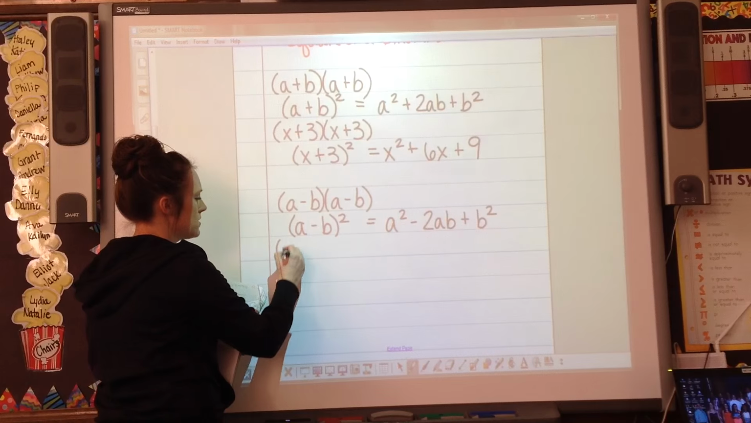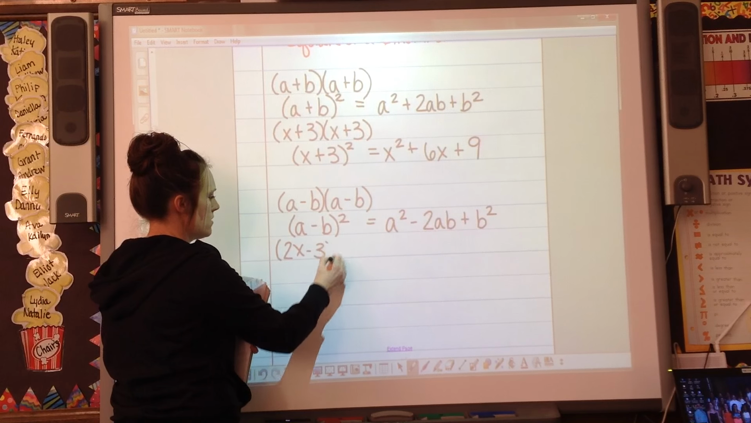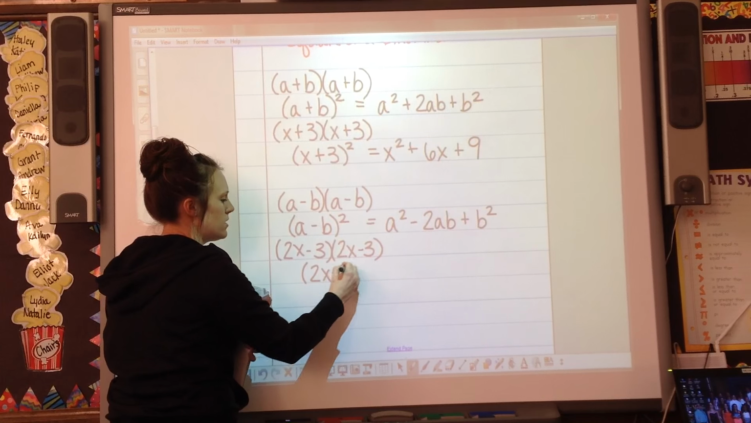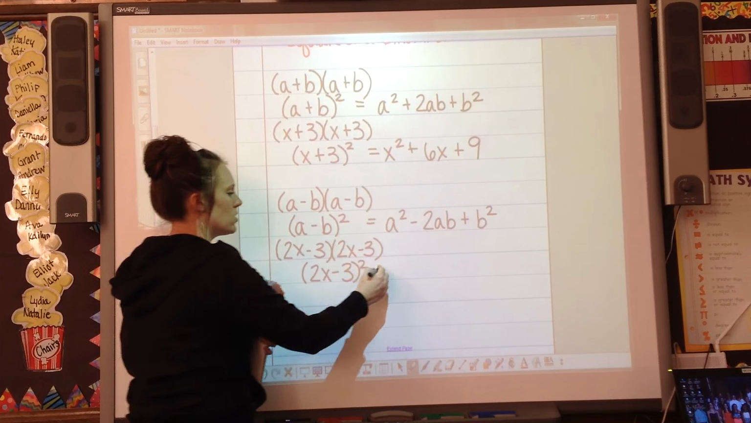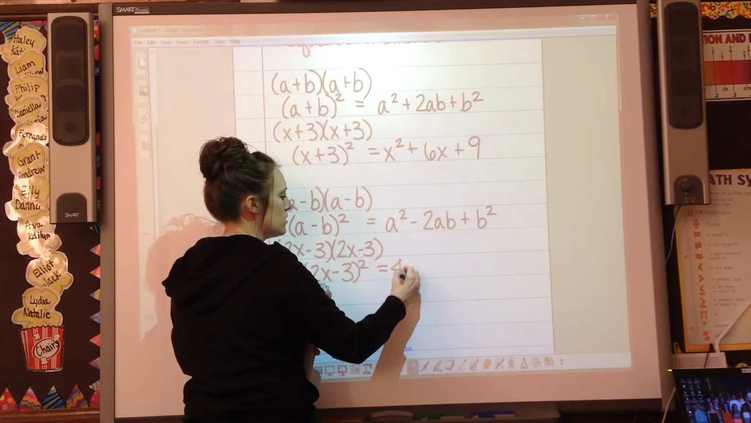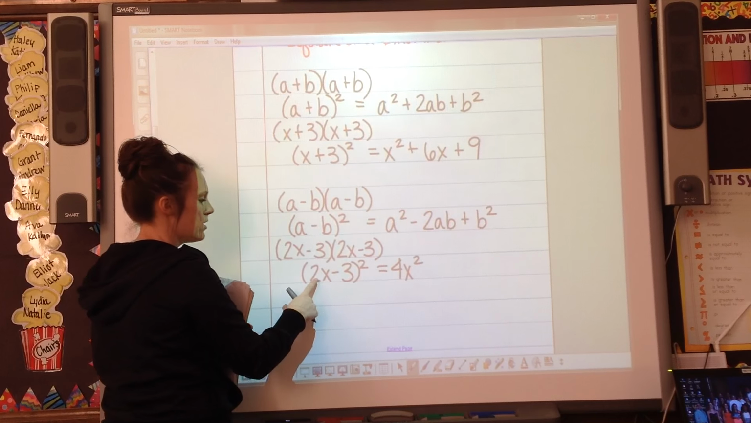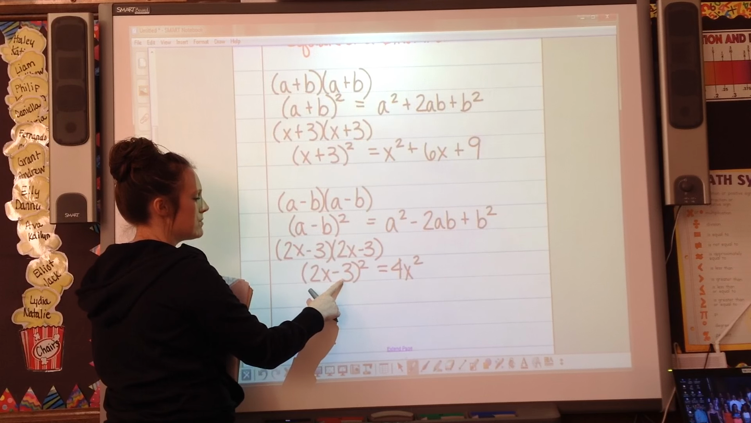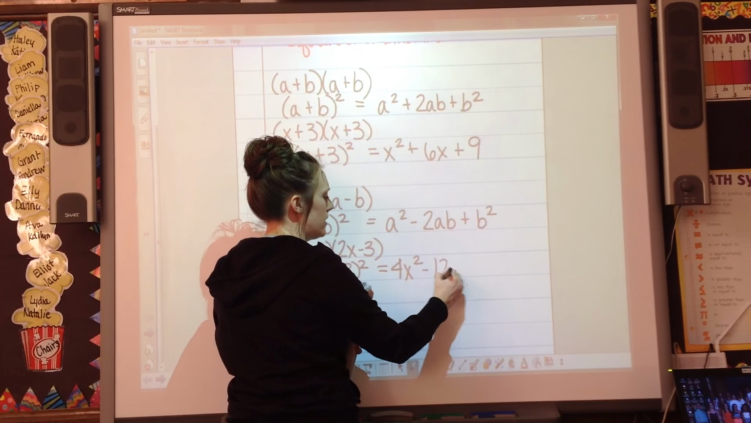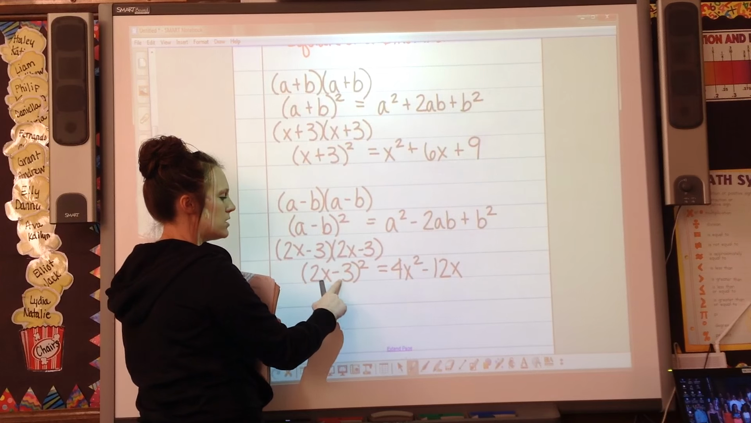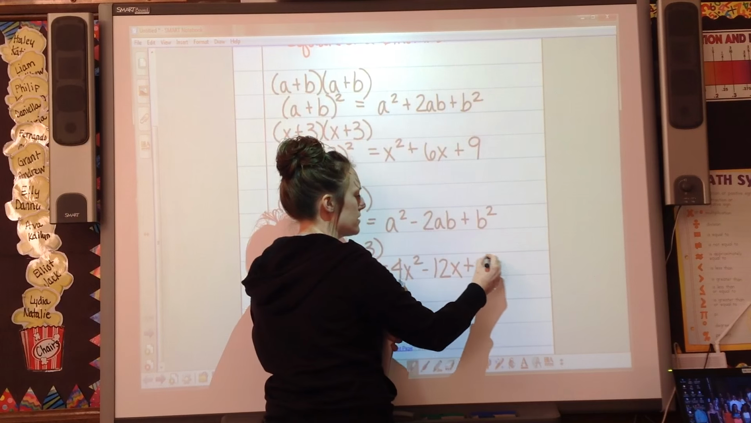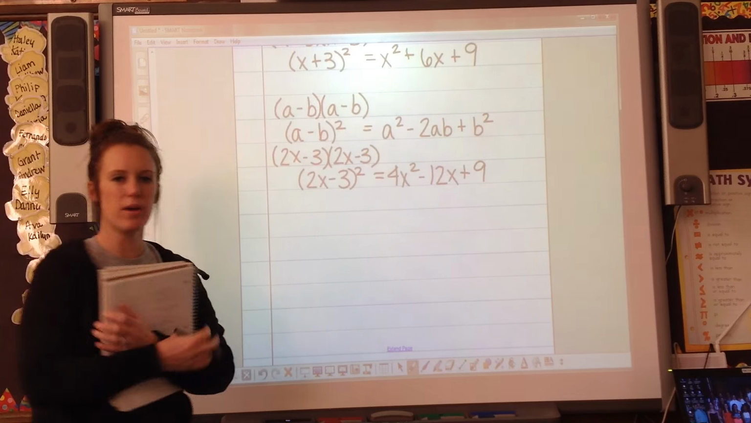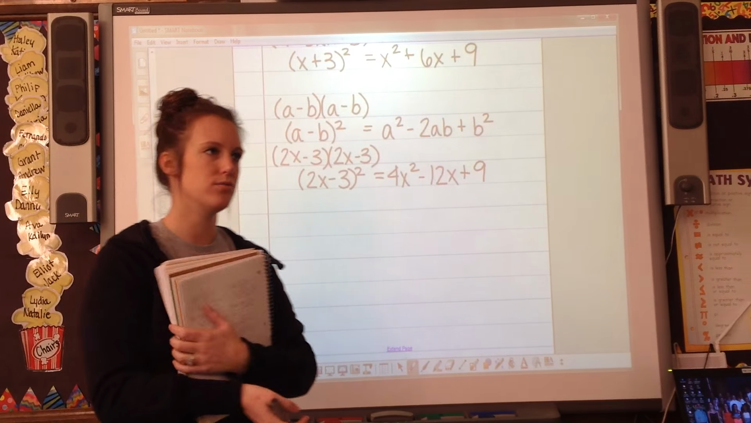Let's do one with numbers. Let's say you have 2x minus 3. The book is going to give it to you like this. You are going to square your a term, multiply your a term and your b term by 2, so 2 times 2 is 4, times negative 3 is a negative 12x, and square your b term, negative 3 times negative 3 is a positive 9. Okay, so let's try some of these. I went kind of fast, so I'm going to slow down and show you how to do this.